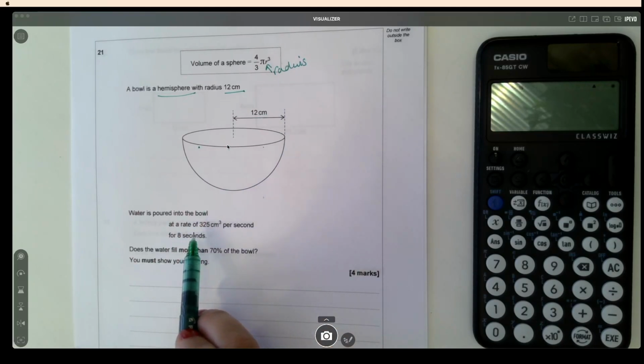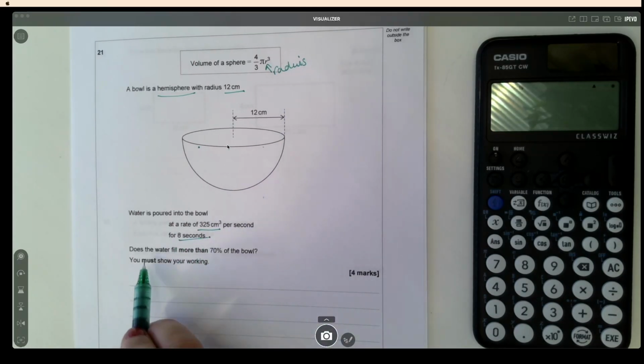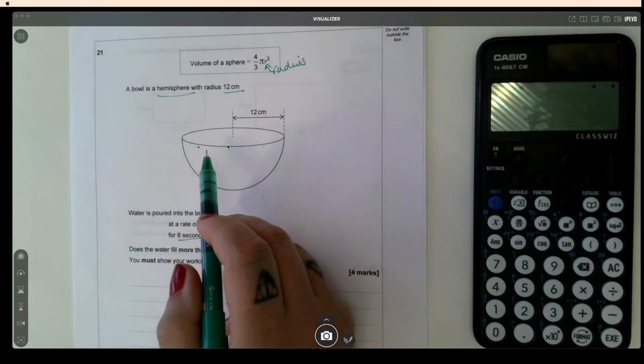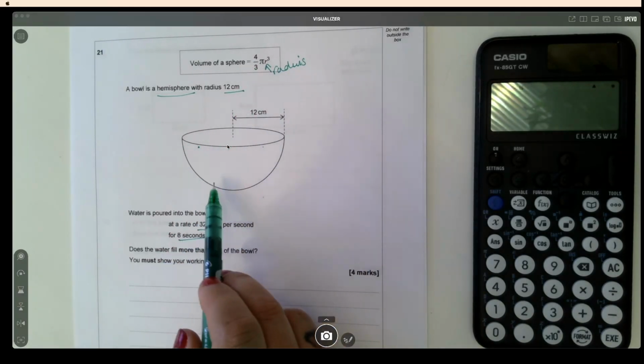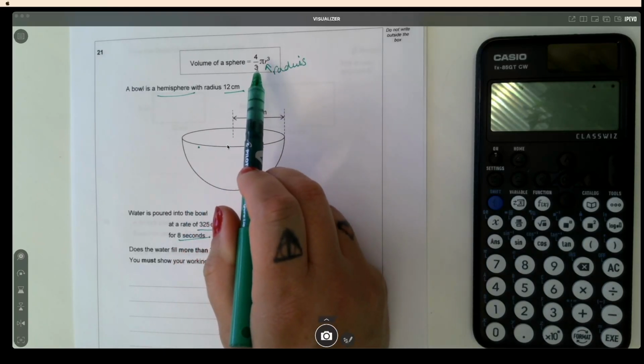Water is poured into the bowl at a rate of 325 centimetres cubed per second for 8 seconds. Does the water fill more than 70% of the bowl? You must show your working out. So first thing we need to do is find the volume of this bowl. They've given us the formula for the volume of a sphere, but we've got half of a sphere here, so we're going to have to find that volume and then half it.